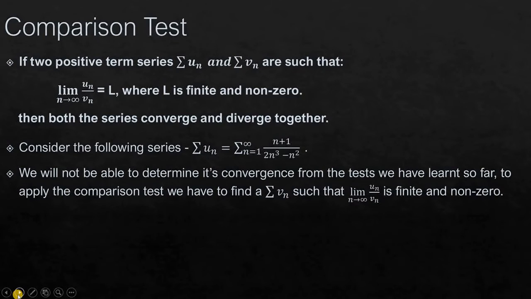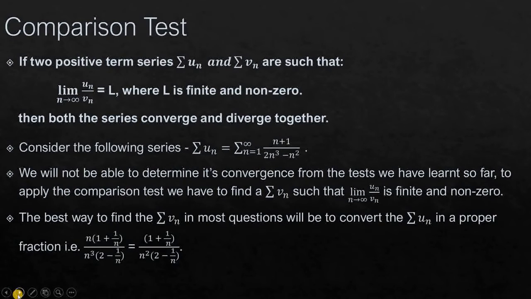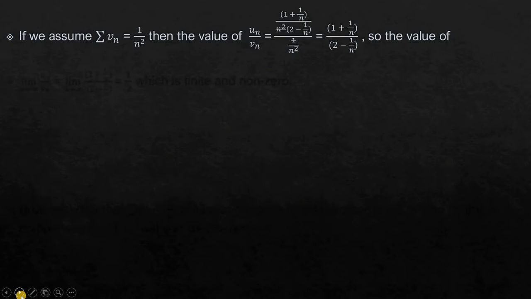So to apply the comparison test, we will have to find a Vn for the given Un such that the limit of the ratio is equal to a finite and non-zero number. The best way to find Vn is to take the highest common powers of n from the numerator and denominator and cancel them. So we will be left with a proper fraction, and hence it will be easier to find a Vn. After taking the highest common powers of n from numerator and denominator, we are left with the following fraction. From this, we can easily assume Vn equal to 1 over n squared.